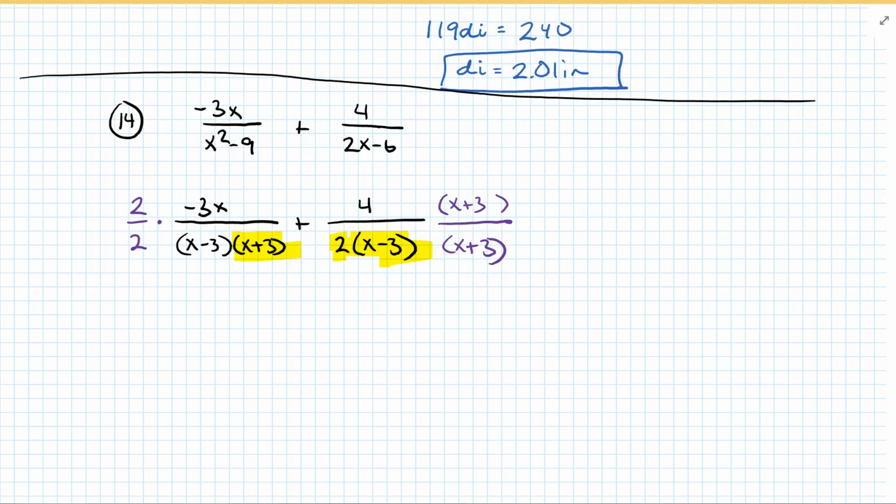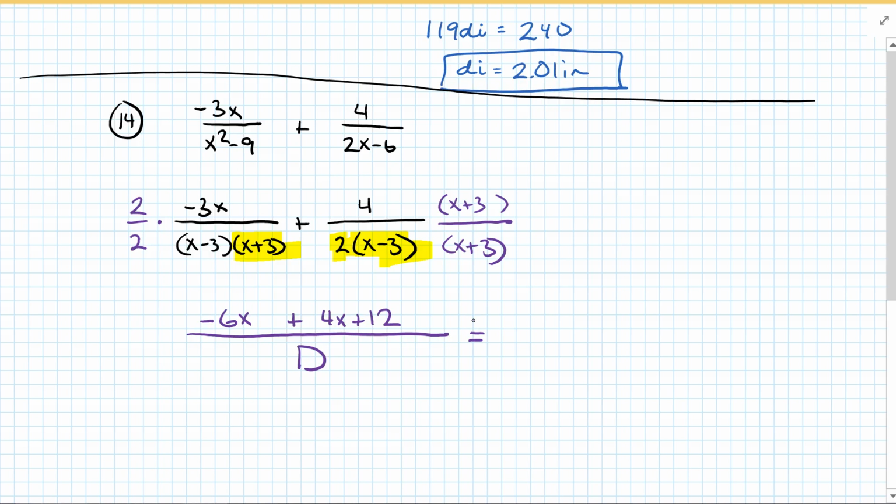Okay, now my denominators are all the same. So now I can add like terms. So the left side is going to be 2 times negative 3x, which simplifies to negative 6x, plus 4 times x plus 3, so that would be 4x plus 12. And all that's over the denominator. We'll fix that in just a second. So let's sum like terms. So I'm going to get negative 2x plus 12 over 2 times x minus 3 x plus 3.